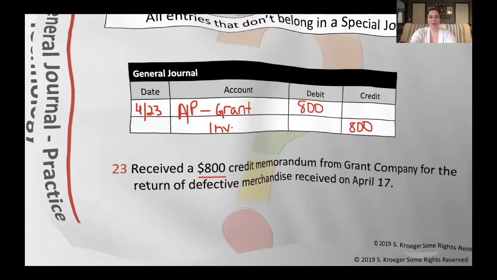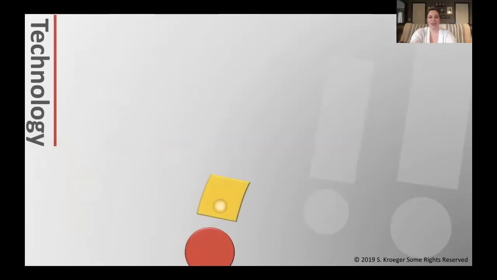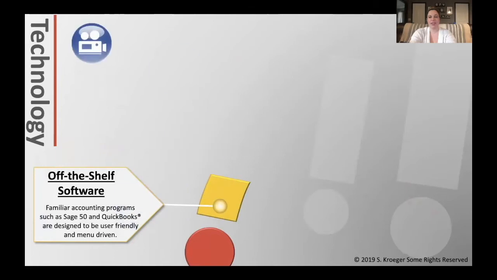The next topic we're going to talk about is technology and accounting. Some of this is just basic accounting information system overviews and definitions. First, we'll talk about off the shelf software.